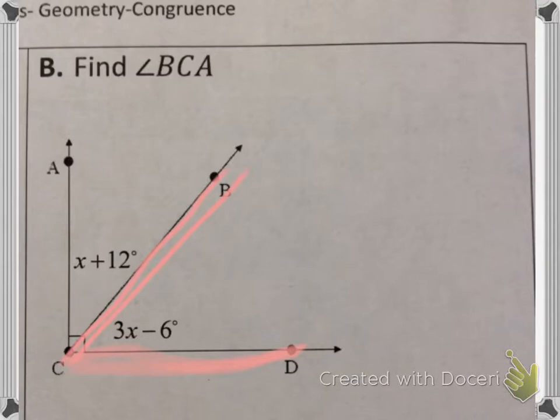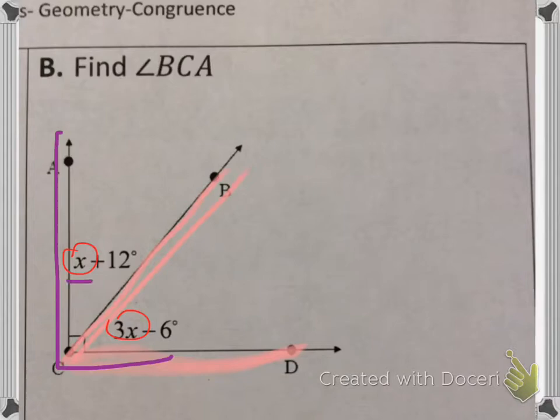Now, how are we going to find that when both of these angles have x's in them? Well, we're going to use what we know. We actually know, if we're looking at this, that this big angle is a right angle. We know that the two pieces of this right angle are going to add up to 90 degrees. So what I'm going to do is add those together and set them equal to 90 degrees. I'm going to add them the way that they are.